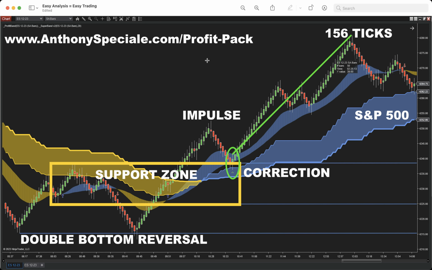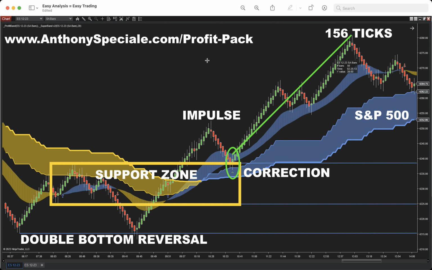corrections. We also know that the market can place double tops, double bottoms, create zones of indecision, which we call consolidation. Typically, consolidation can be used as a place where we had an indecision between buyers and sellers, and ultimately one party took over. So I want to talk about exactly how to interpret that using the profit pack.